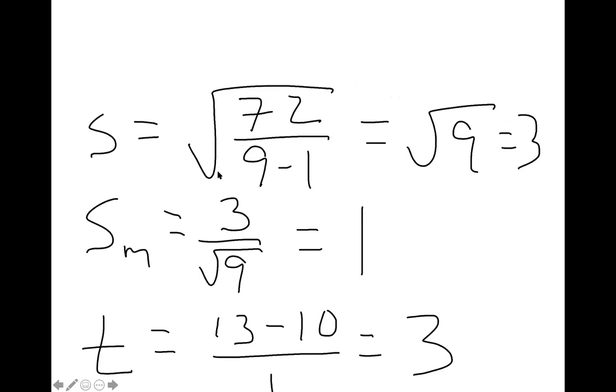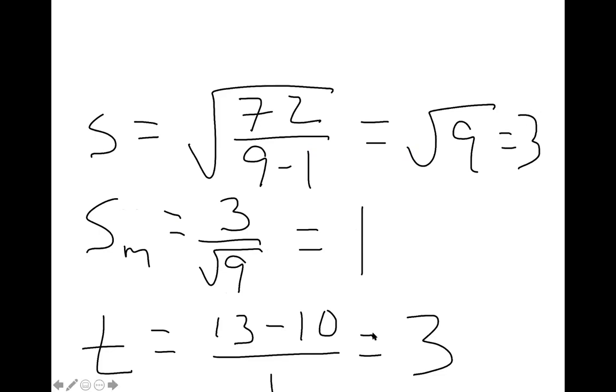Now we need to calculate the standard error. And the standard error, going back to the equation I showed you earlier, remember the standard error is S, the sample standard deviation, divided by the square root of n. So here our standard deviation is 3, and we're dividing by the square root of 9. That 9 is our sample size. So 3 divided by the square root of 9, which is 3, equals 1. So our standard error is 1 for this problem.